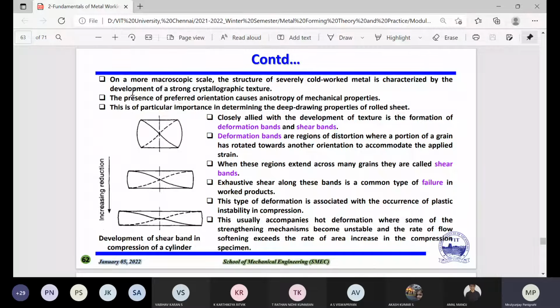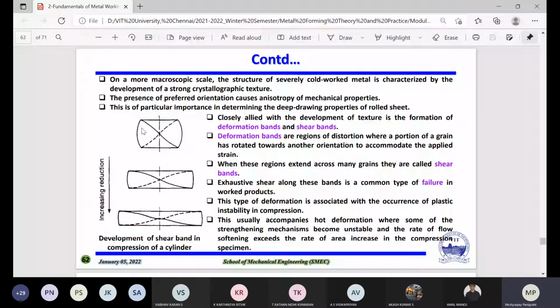Right? So here also I mentioned, on a more macroscopic scale, the structure of severely cold worked metal, because you have to correlate again to cold work or maybe hot work or maybe warm work, is characterized by the development of a strong crystallographic texture. Okay, maybe today also, of course, I will show one slide about the residual stress. Of course, we have already studied it, but I will show you in a schematic diagram how actually it is happening. Okay, so here also it is mentioned that closely allied with the development of a texture is the formation of deformation bands and shear bands.